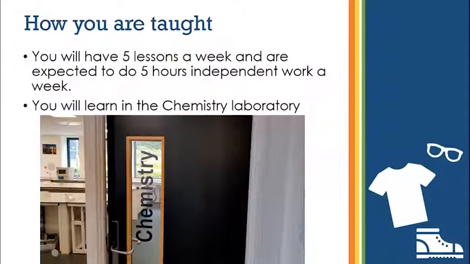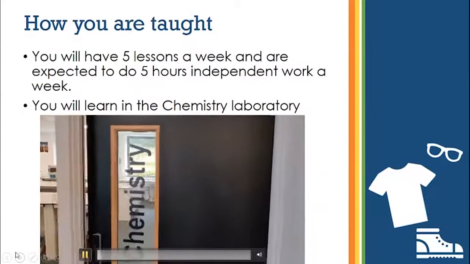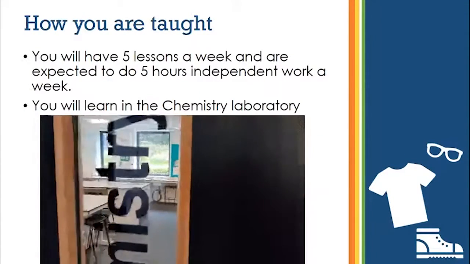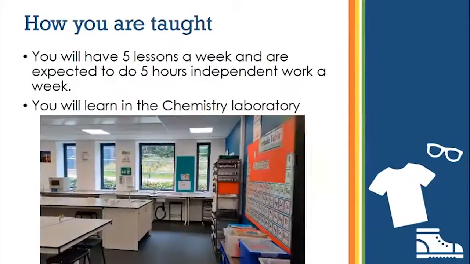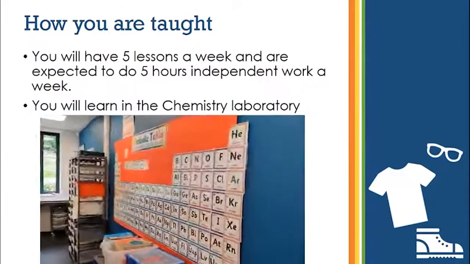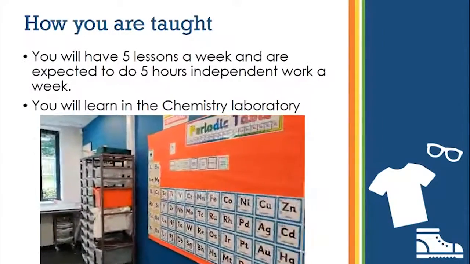So how you're taught: you'll have 5 lessons a week, and then you're expected to do 5 hours of independent work. You will be taught in the chemistry lab. This is a little video of the chemistry lab at Scarborough UTC, because we don't have open evenings happening at the moment. So you can see that we have quite a large room. We have a lot of equipment. Periodic table is a must, obviously.